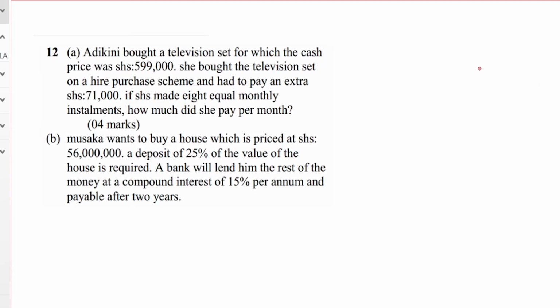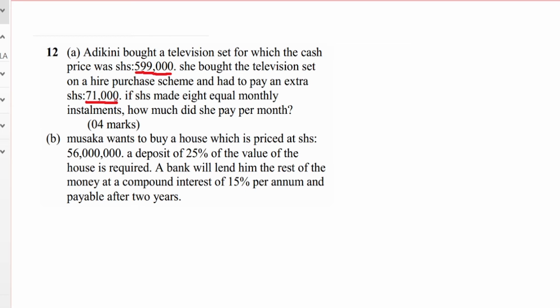Adikini bought a television set for which the cash price was 599,000. She bought the television set on hire purchase scheme and had to pay an extra 71,000. If she made 8 equal monthly installments, how much did she pay per month?